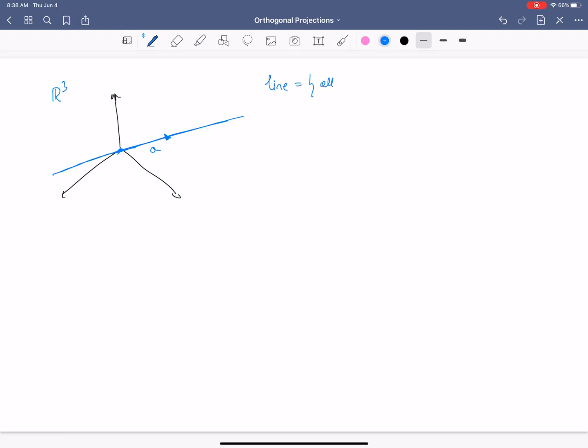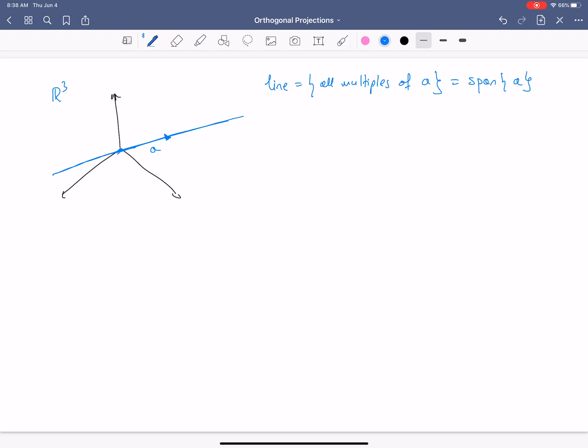So all multiples of A, we actually have a notation for this. That's span A. You only need one vector, because a line is a one-dimensional subspace. So you know that if you want a basis to describe that subspace, one vector will do, whether you take A or 2A or 3A or 5A. One vector will do.